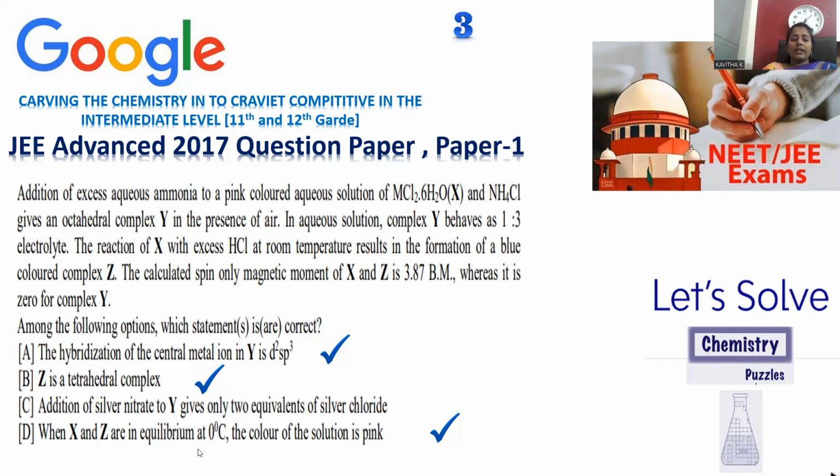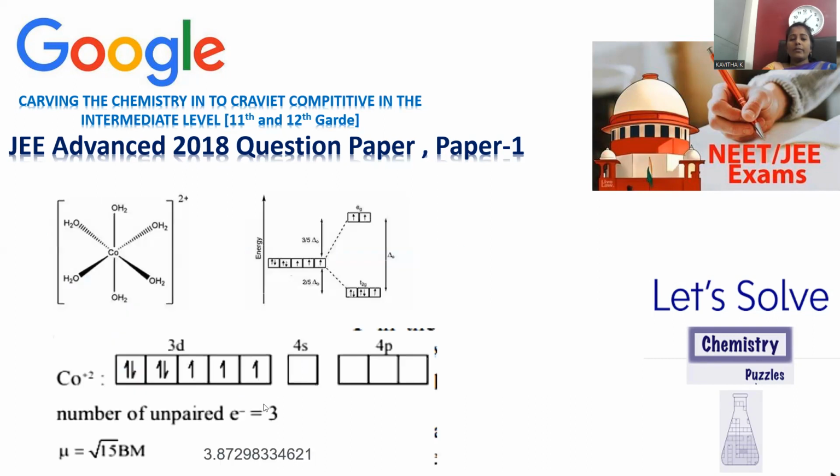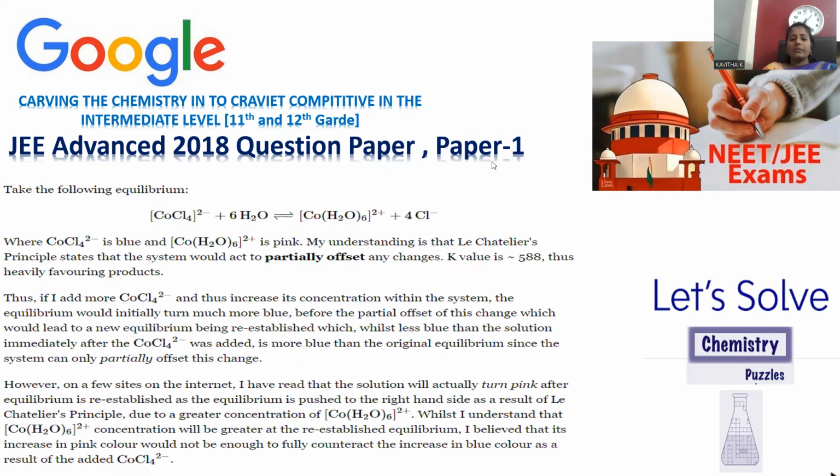When X and Z are in equilibrium at 0 degrees centigrade, the color of the solution is pink. X means Co(H2O)6 Cl2, and Z is CoCl4 2-. Co(H2O)6 Cl2 is pink in color, and CoCl4 2- is the compound of blue color. When both complexes exist in equilibrium, what happens? This indicates that the cobalt chloride complex is blue in color and the cobalt hexaaqua complex is pink in color.